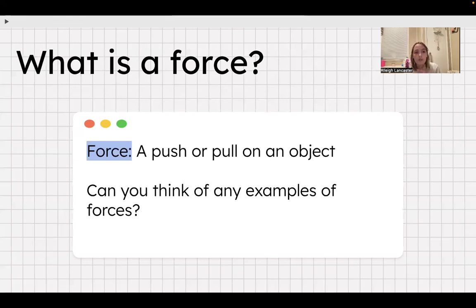Yes, a force could be you pushing a ball. That's a good example of a force. Can anyone else tell me what a force is? Awesome. Yes, a force is you pushing the cart at the grocery store. That's an amazing example of a force. All of these are different forces that we see in our everyday lives. When you open and close your locker, you pulling it open is a force, you shutting it closed is a force. All of these things are forces.